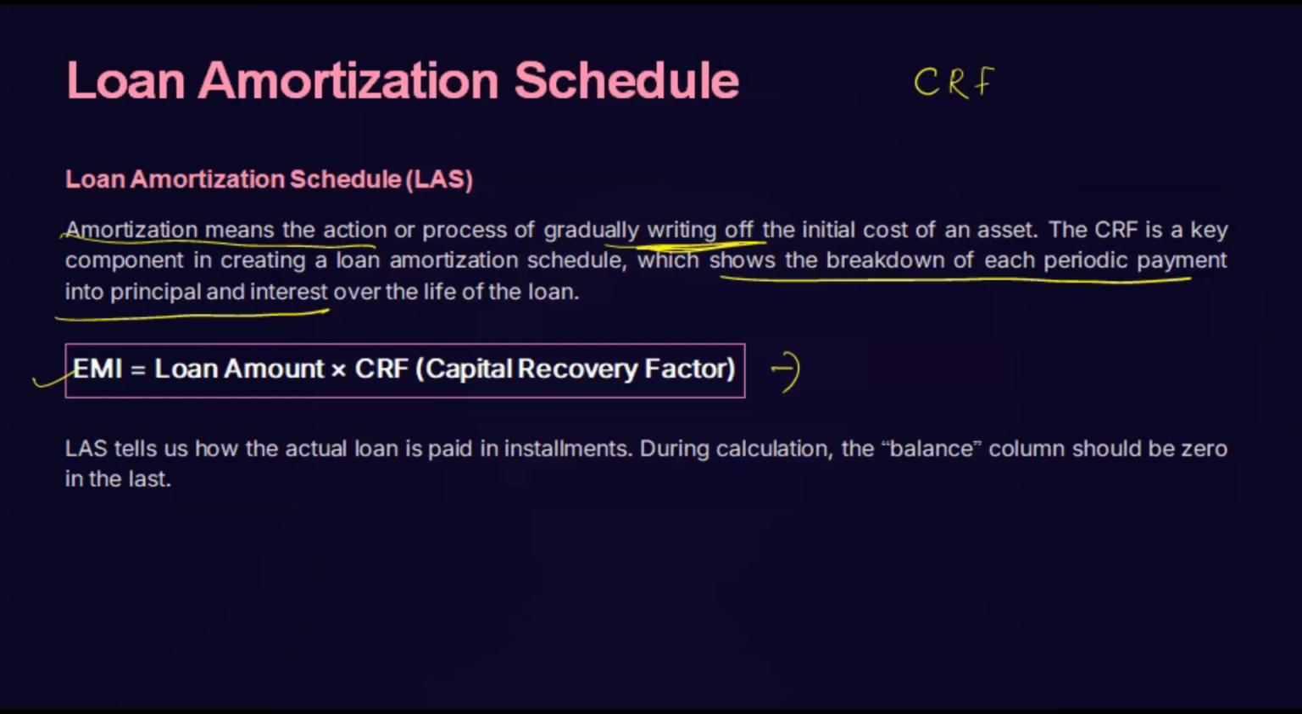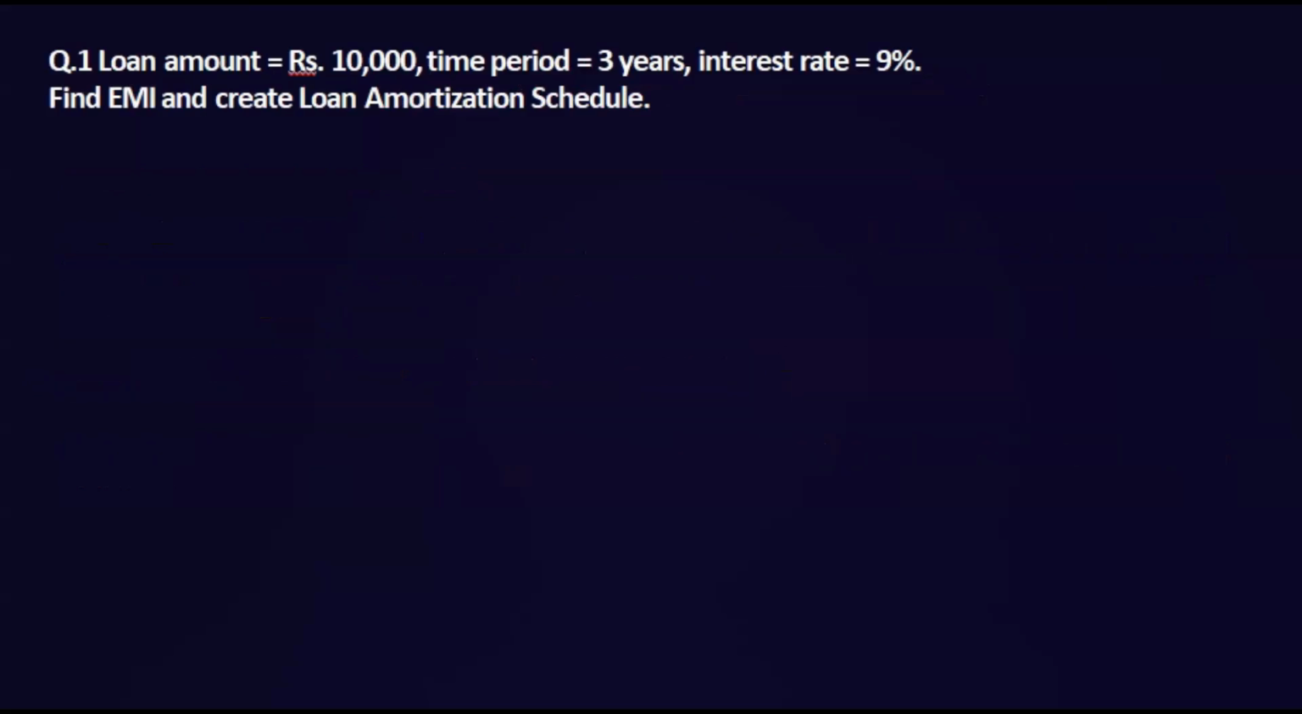In the beginning it will show the initial cost of the asset, meaning the overall cost of the asset, and in the last the balance should be zero because it should be completely paid. So that's what we are going to see. Let's understand it with a question.